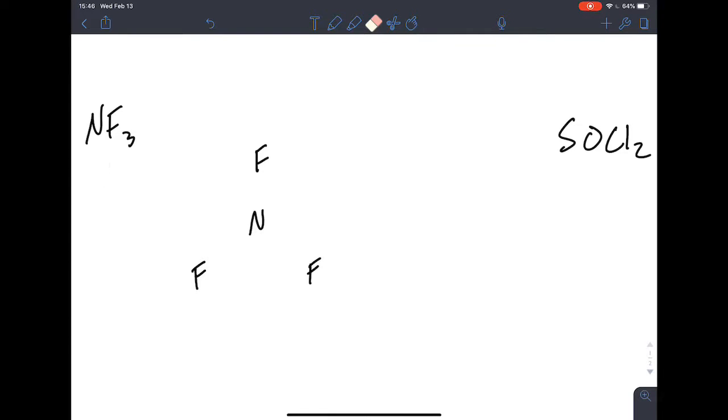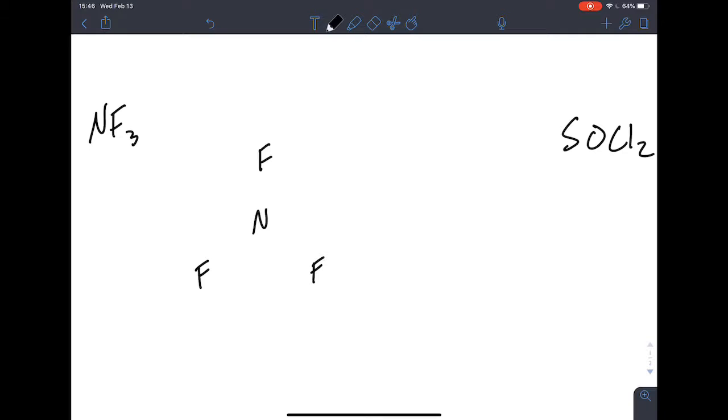Now we have to add up all of the valence electrons, and again I asked you for homework to figure out the valence electrons and how they work. So simply we'll say that one nitrogen will contribute 5 valence electrons, and fluorine will contribute 7, but I also have 3 of them, for a total altogether of 26.